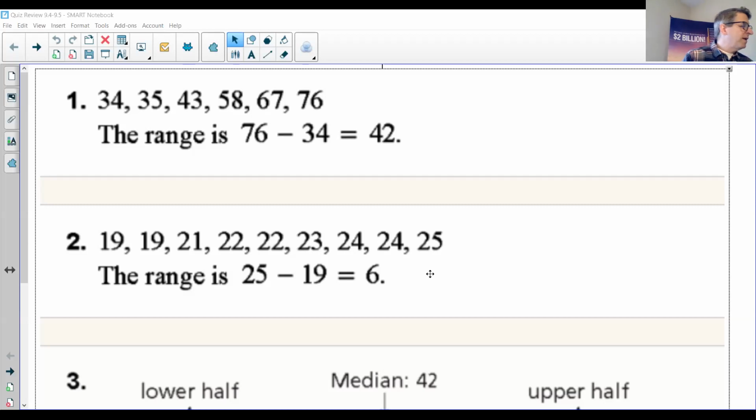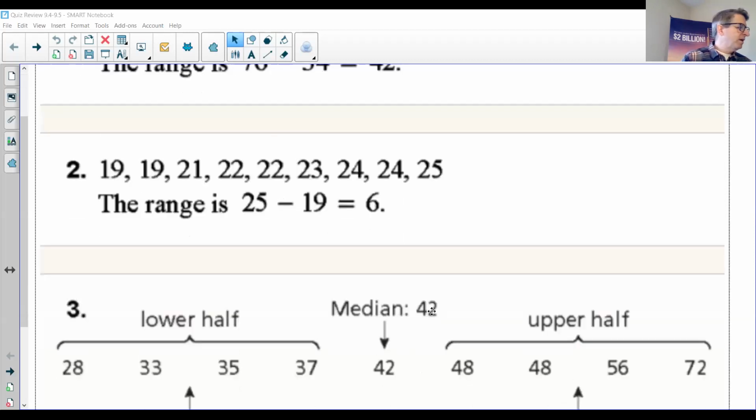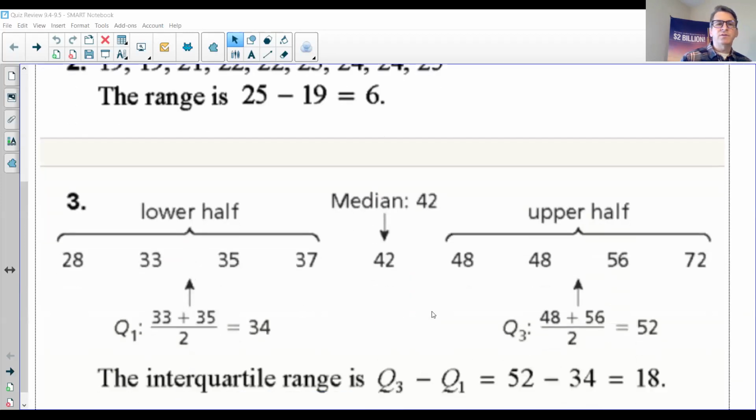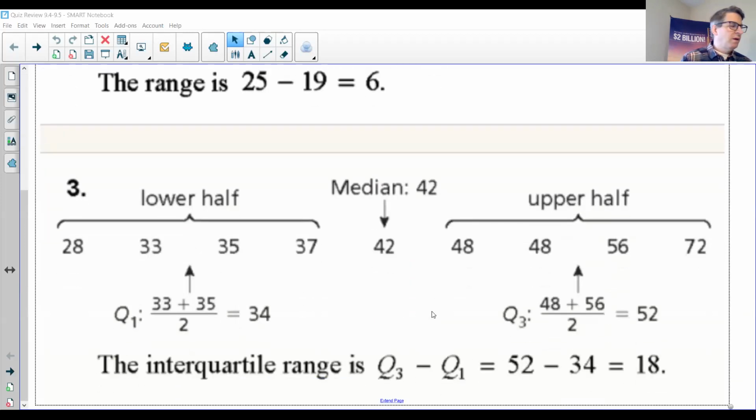Numbers 3 and 4: find the median, the first quartile, the third quartile, and the interquartile range of the data. For number 3, the data is as follows: 28, 33, 35, 37, 42, 48, 48, 56, and 72. The first thing we want to do is find where the median is and split up the data. The median in this case is 42.